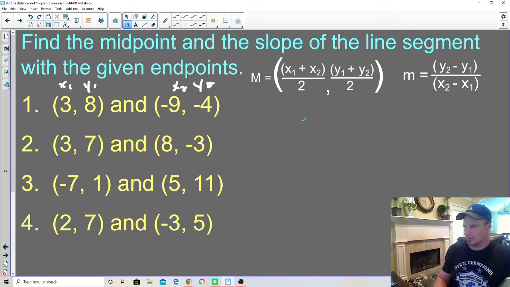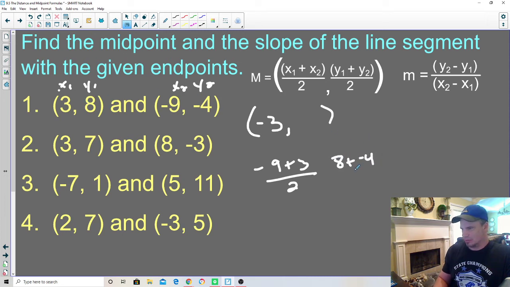Okay, what we're going to do for midpoint, basically you just add the x's together and divide by 2. Okay, so if I was showing my work here, I would do negative 9 plus 3 and write it over 2. So that's going to be negative 6 over 2, which is negative 3. Here, you add the y's together. It's 8 plus negative 4 over 2. That gives me 4 over 2, which is just 2. And there's a midpoint.